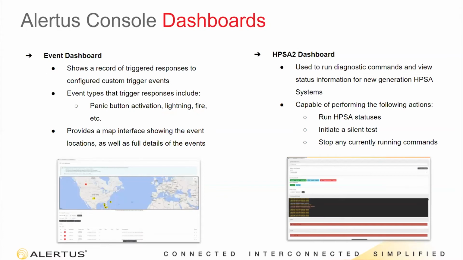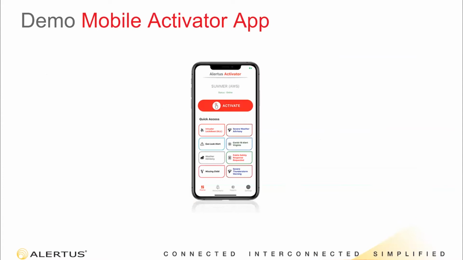Dashboards are reports specifically used for events created by custom event triggers, for example, a panic button activation or a NOAA weather alert that has activated your system. They will appear here in the event dashboards. And if your organization has HPSA systems in place, then you will be able to monitor and run diagnostics via the HPSA2 dashboard. You can also launch alerts via the mobile Activator app if your organization does use it.